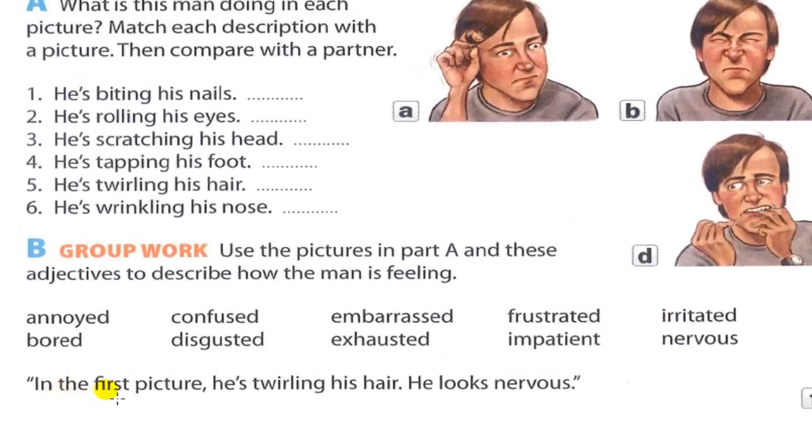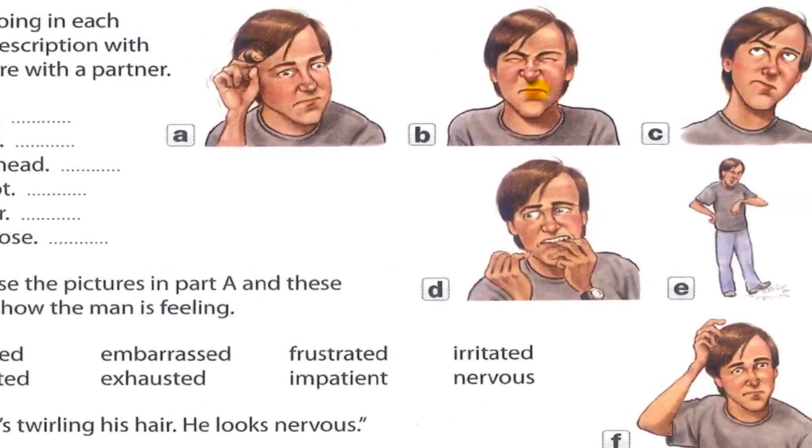Example, in the first picture, he's twirling his hair. He looks nervous. In the second picture, he's wrinkling his nose. He's disgusted. Be disgusted.